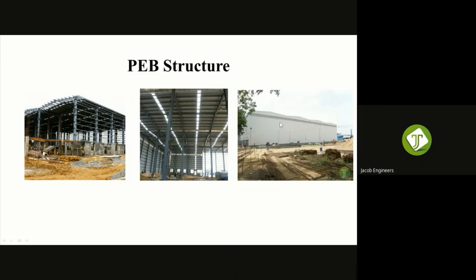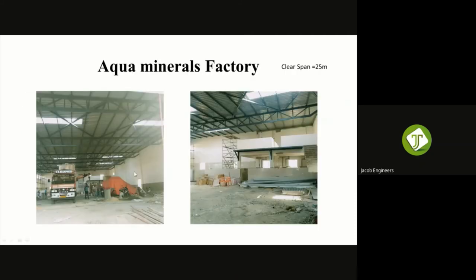You can check the wall panels are here. Wall panels and roof panels are placed. So it is a finished entire PEB structure. And here is a truss which is used for your aqua minerals factory. Here the span is around 25 meters clear span.